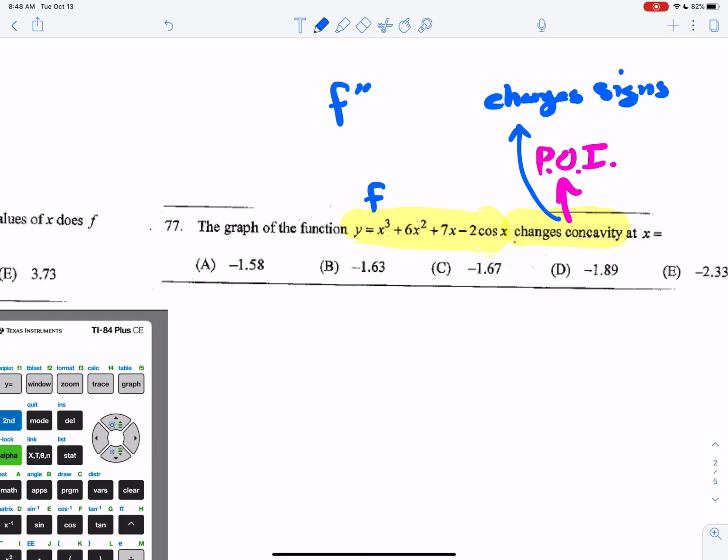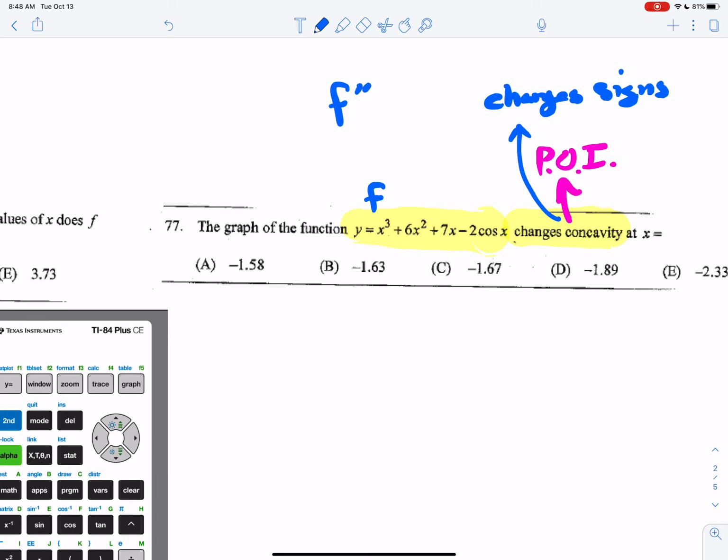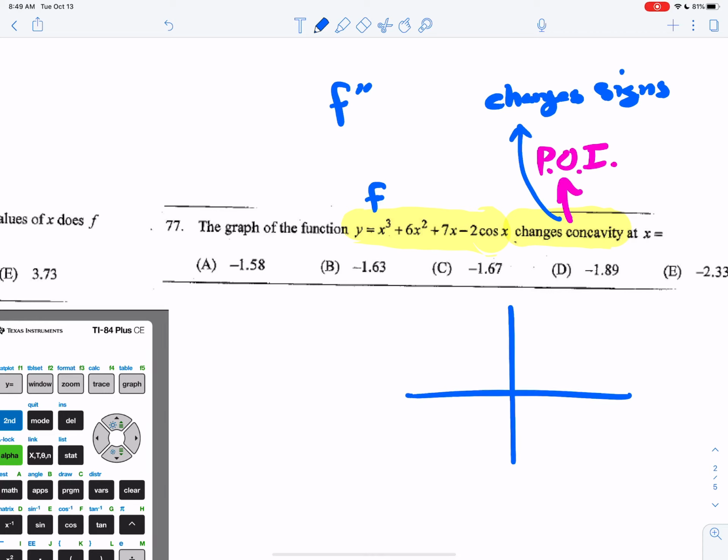So here's the thing. For your y1, you're going to type your original function, which is everything in yellow right here. So x to the third, push down, plus 6x squared, plus 7x, minus 2 cosine x. If you hit graph, just to make sure we're typing it in correctly, you guys should have something that looks like this. This is our f, our original function.